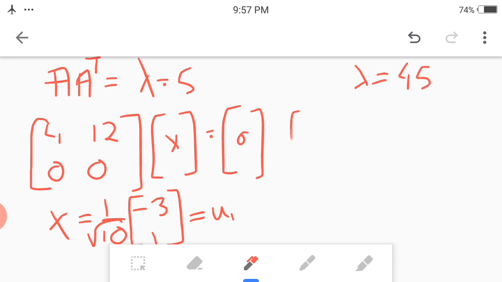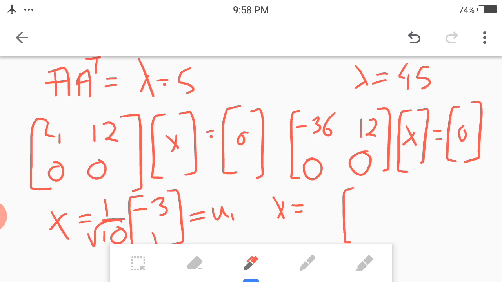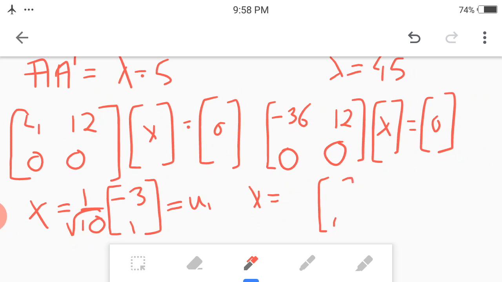What is your eigenvector when lambda is 45? The matrix would end up as minus 36, 12, 12 and minus 4 into x is 0. When you apply row operation again, you get a 0 and a 0. So if you try to find your null space, you end up with 1 by 3, which is nothing but multiply the whole thing by 3. 1 and 3, 1 by root 10. You can call this as your u2. This is one method of finding u1 and u2.